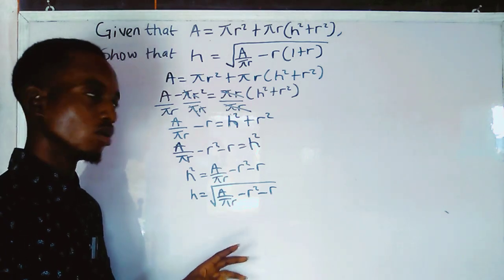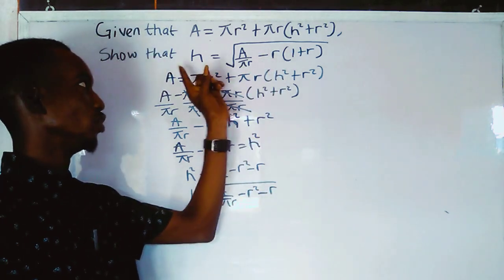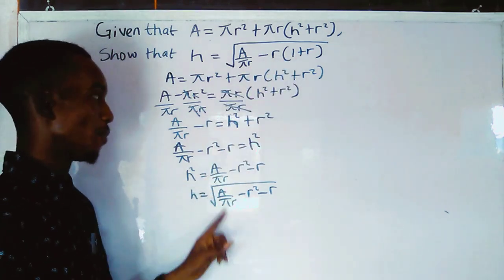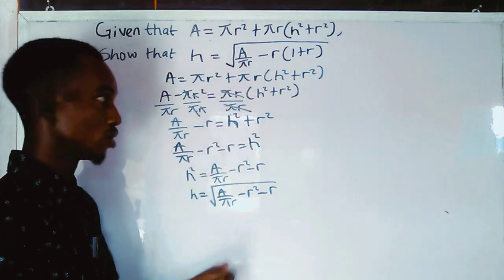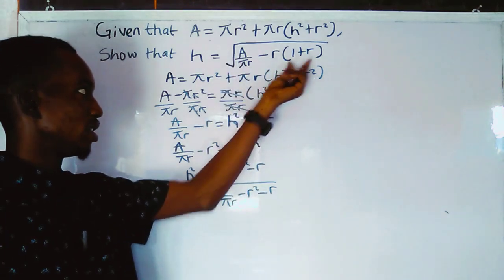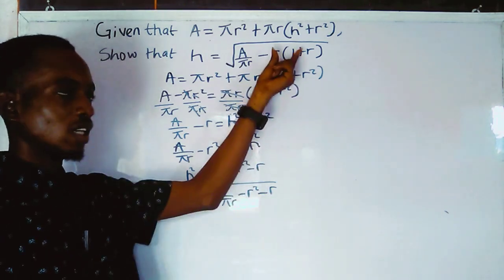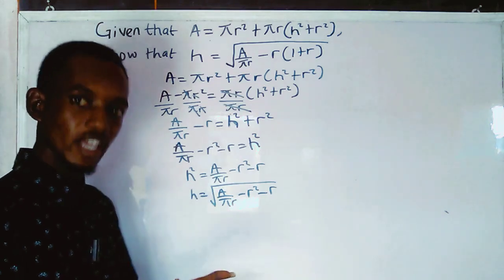We should have stopped there, but the question says that we should show that h equals this, not this. Now what is the problem? A over pi r, A over pi r. We are good to go. Now here we have a bracket here. We don't have any bracket here. So we have to make this look exactly like this. By doing what? Yes, you guessed right.